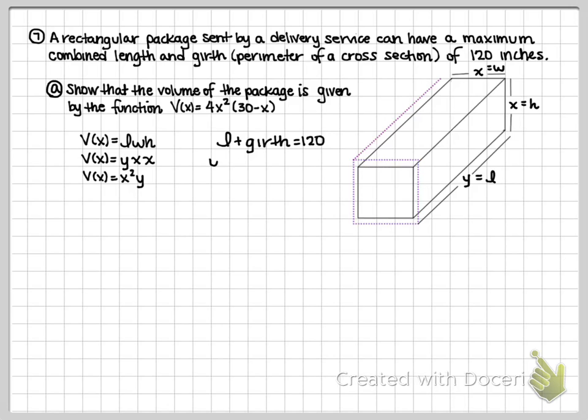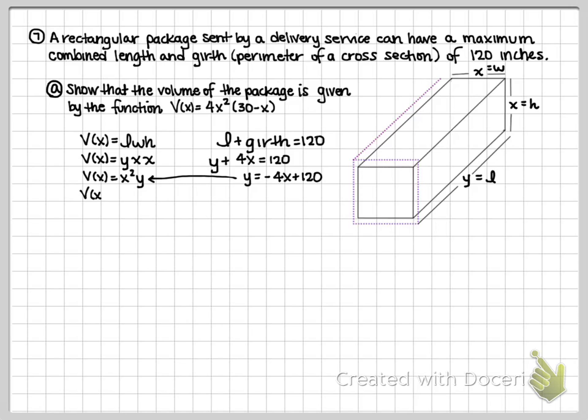Okay, well my length is y. The girth, they told me, is the perimeter of a cross section. So if you take a look at the purple dots on here, that's going to be my girth. And each one of those is x, and I have 4 of them. So it's going to be y plus 4x being my girth, is equal to 120. Now that I have that, I can solve for y, so I can plug it into the other equation and get the y to disappear. So let's plug that in right there.